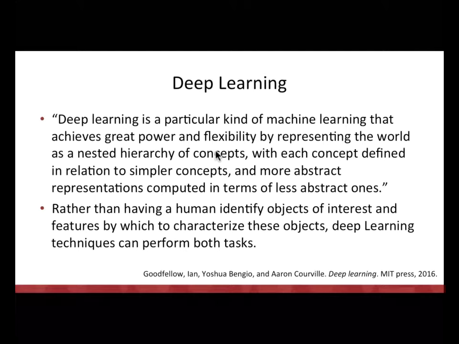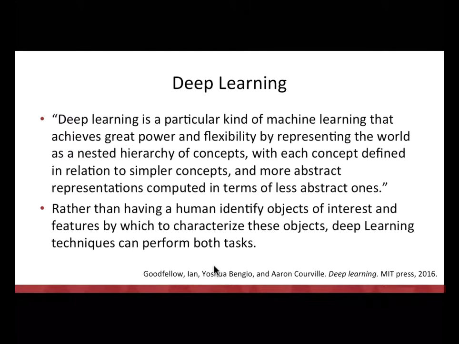So what is deep learning? I gave you a quote from a very recent book by Goodfellow et al. Deep learning is a particular kind of machine learning that, according to them, achieves great power and flexibility by representing the world as a nested hierarchy of concepts, with each concept defined in relation to simpler concepts and more abstract representations computed in terms of less abstract ones. And it's like, right, what does that mean?